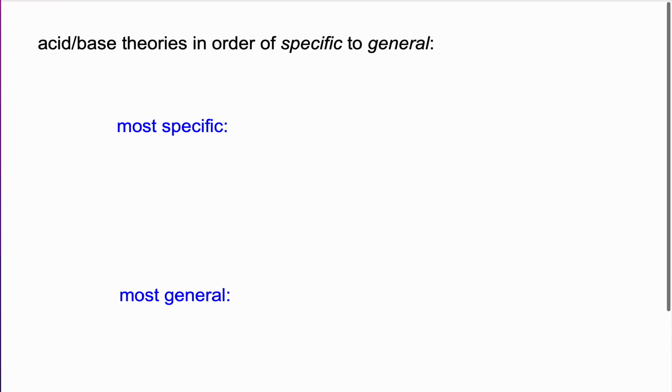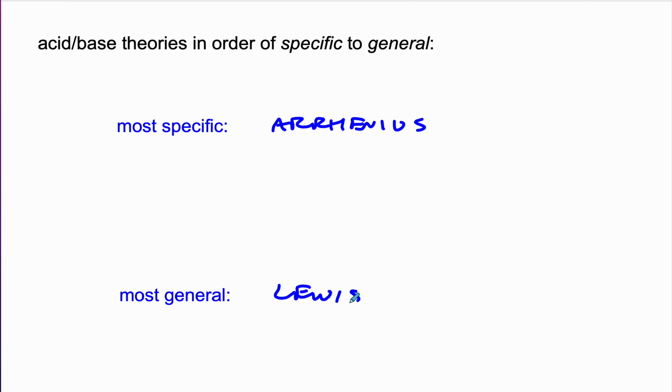So, in order from most specific to most general, the most specific of our acid-base theories is the Arrhenius theory, because it specifically talks about increasing the concentration of hydronium or hydroxide in water. The most general is the Lewis theory, and in between is the Bronsted-Lowry theory.